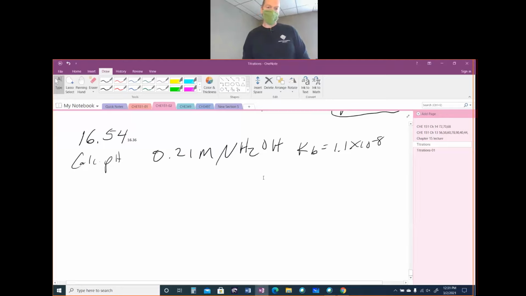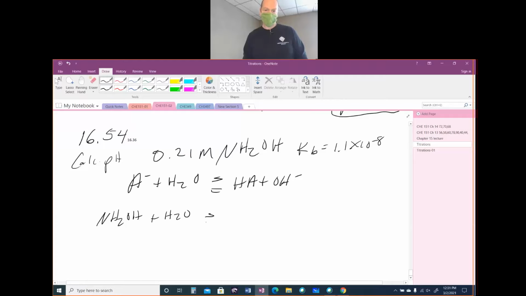You can do the generic Kb reaction, A minus plus H2O goes to HA plus OH minus. If you want the specific Kb reaction, you have your NH2OH plus H2O, and that goes to NH3OH plus and OH minus.